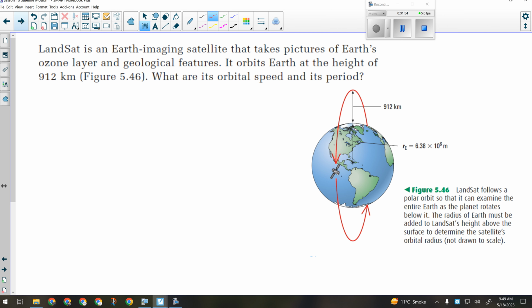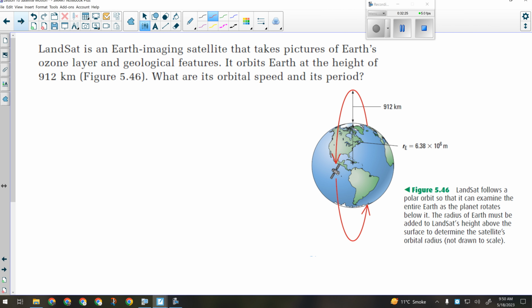All right, now this one involves orbital period. So we'll walk through this one together because we haven't done one like that yet. Landsat is an Earth imaging satellite that has a polar orbit, and it's at an altitude or height of 912 kilometers. What do I have to do right now? Because I just saw one of those key words. Oh, we have to do substitution. Well, I will have to substitute, but I don't want to do it yet.